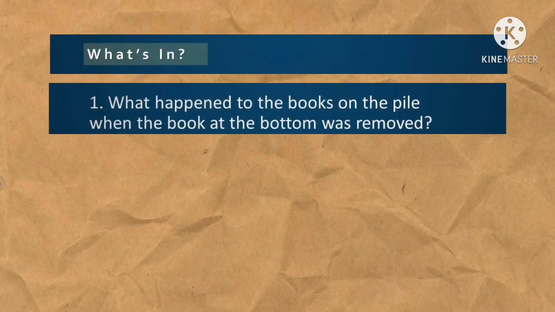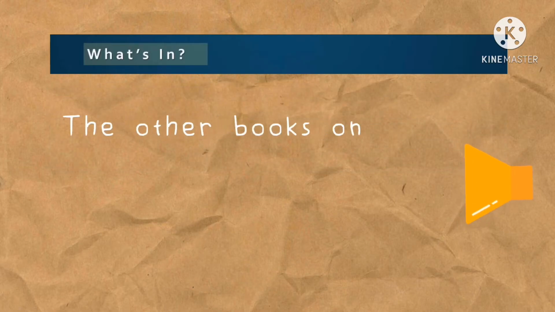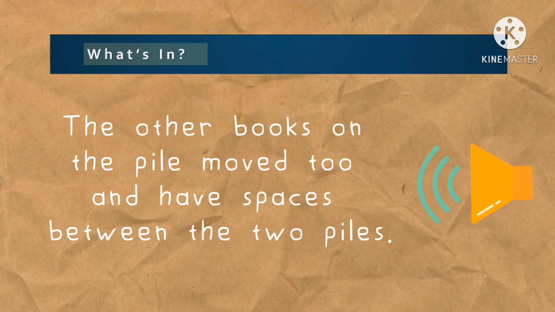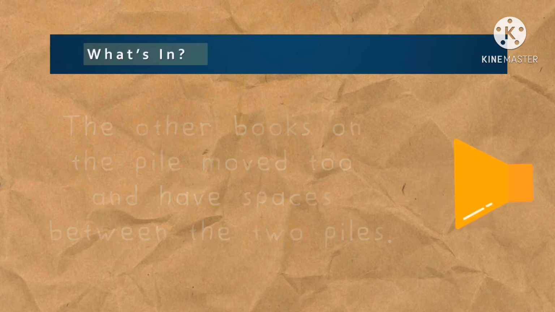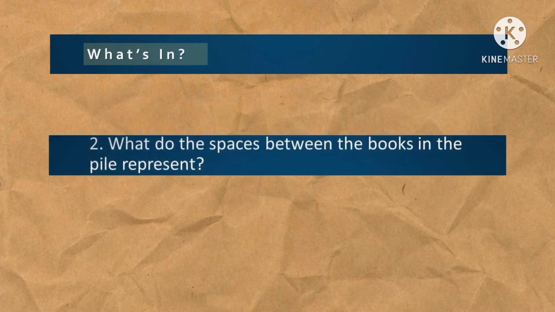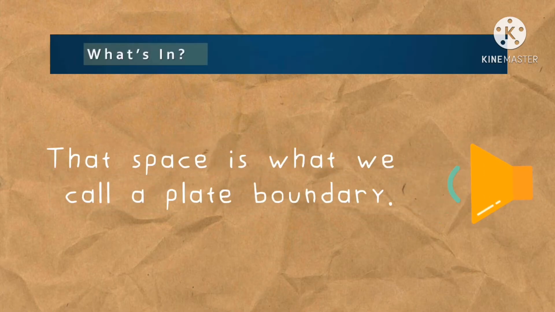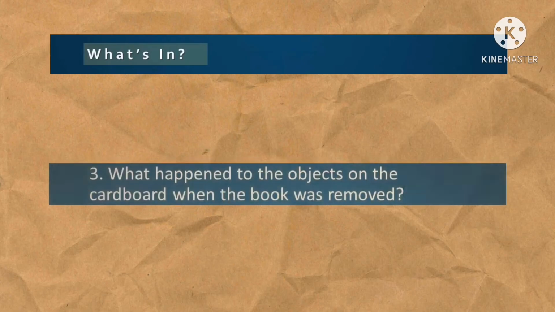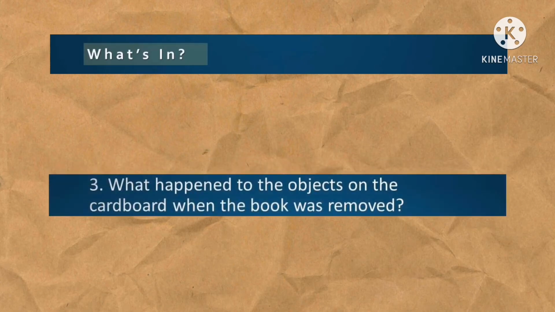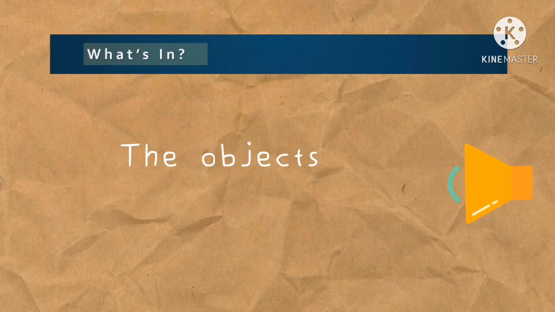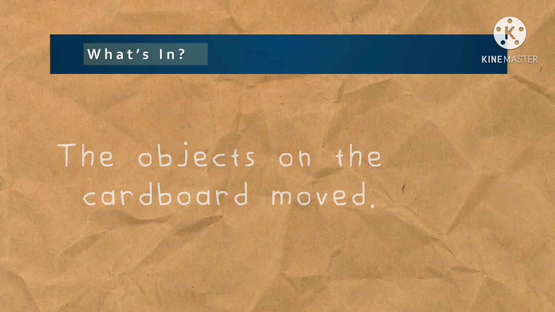What happened to the books on the pile when the book at the bottom was removed? The other books on the pile moved too and have spaces between the two piles. What do the spaces between the books in the pile represent? That space is what we call a plate boundary. What happened to the objects on the cardboard when the book was removed? The objects on the cardboard moved.